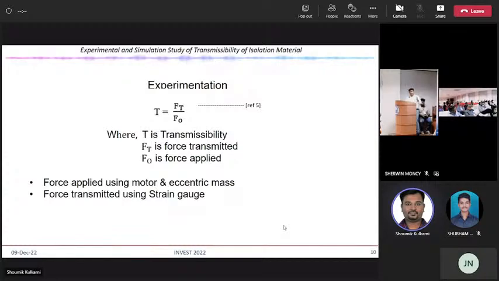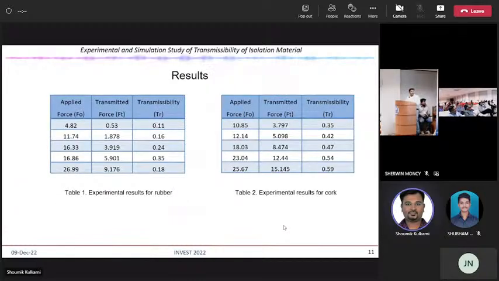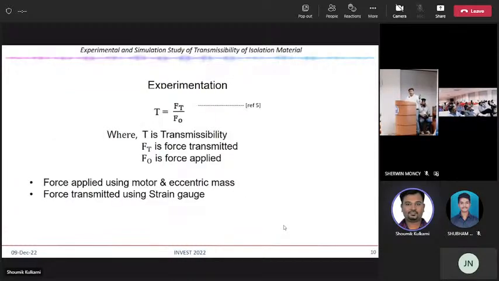In experimentation, we get Fo directly from m r omega square, and Ft we measure from the strain gauge circuit. Using this we got the experimental transmissibility values, and as I explained earlier, we got the simulation values using stress values.